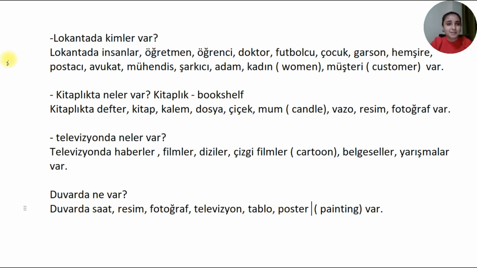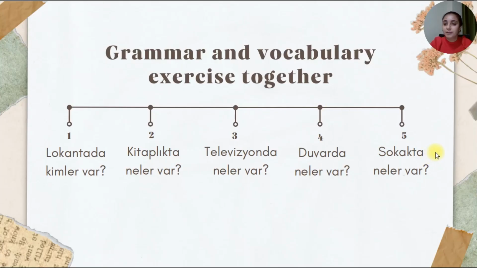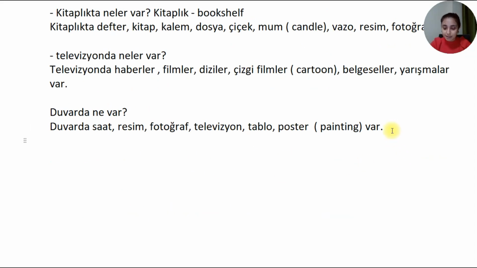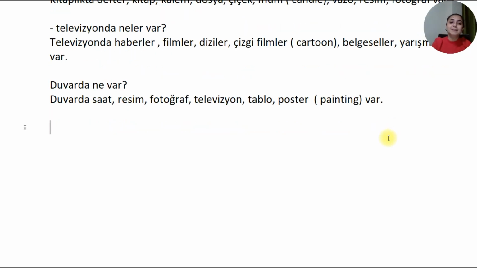Okay, let's switch to another question. Last one. Sokakta neler var? Now you can say all the things that you remember as an object except human beings on the street. We cannot say a human name here because the question is ne var. They didn't ask us kim var. That's why sokakta ne var.